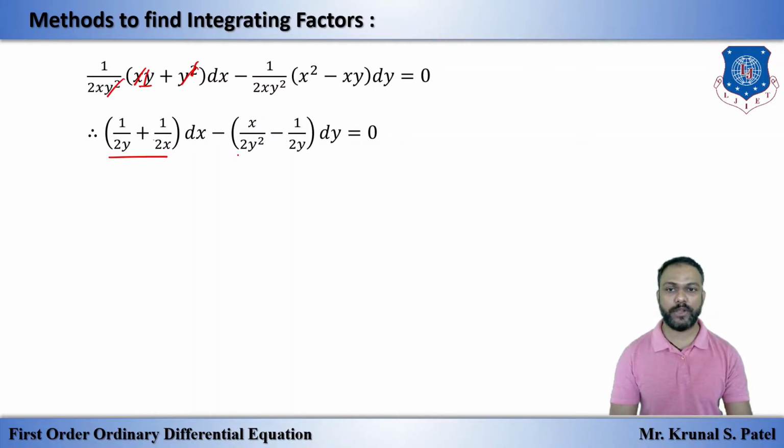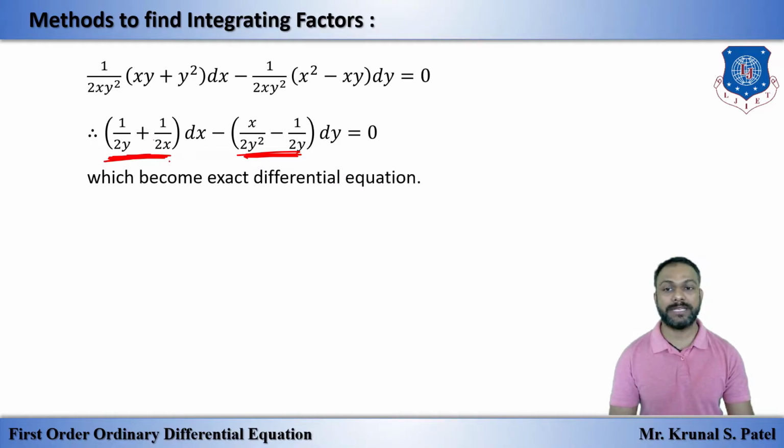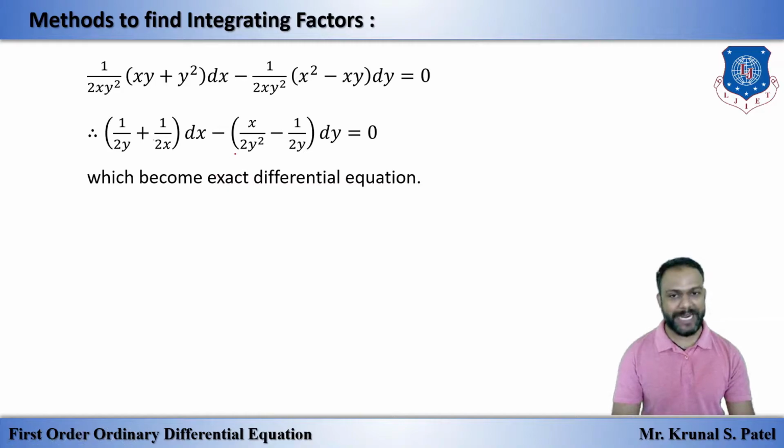So now this is our new M and new N. If you want to check, you can take del M by del y and del N by del x, and both will be the same. So this becomes exact, compulsorily. So no need to check.